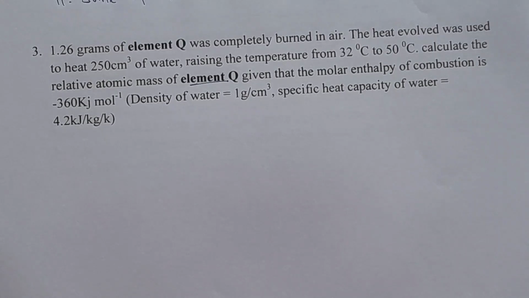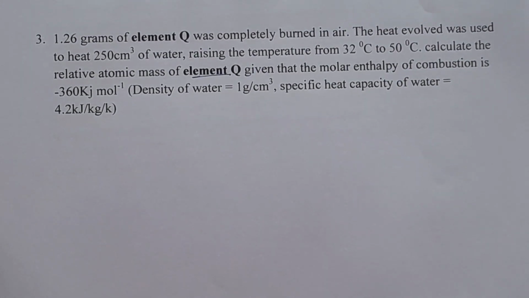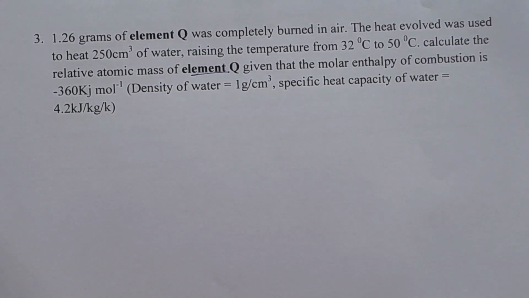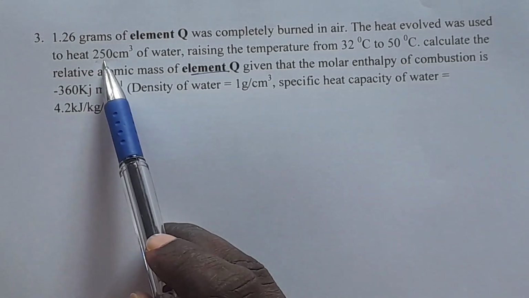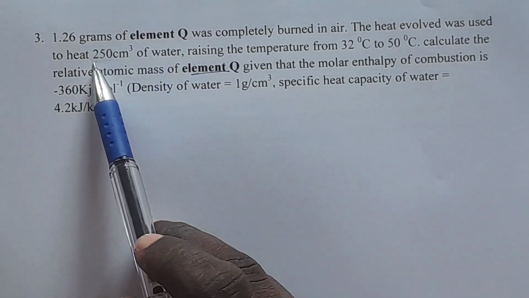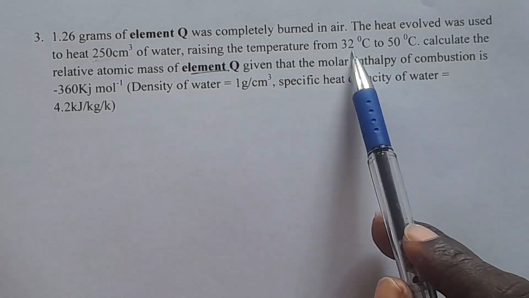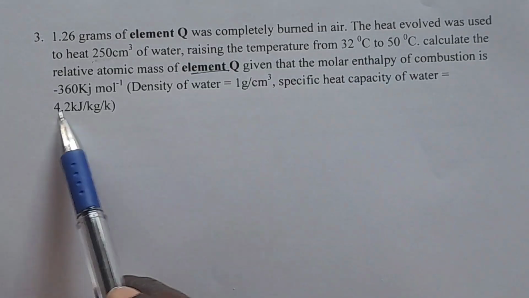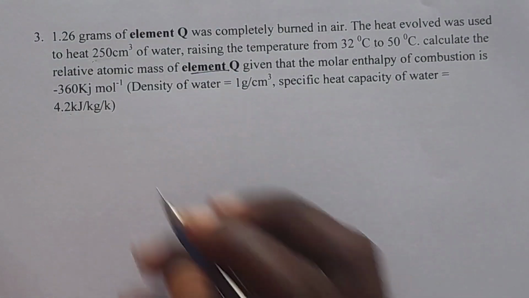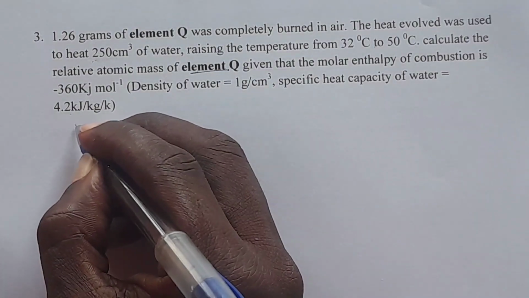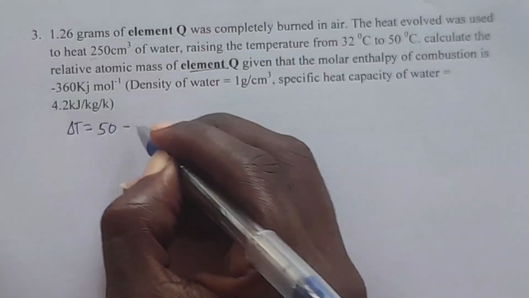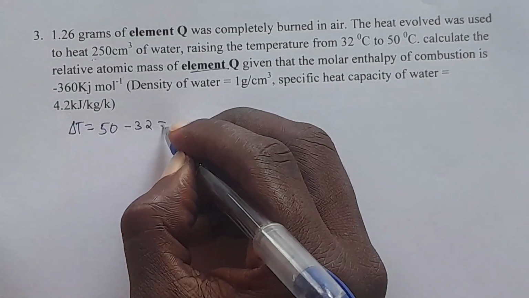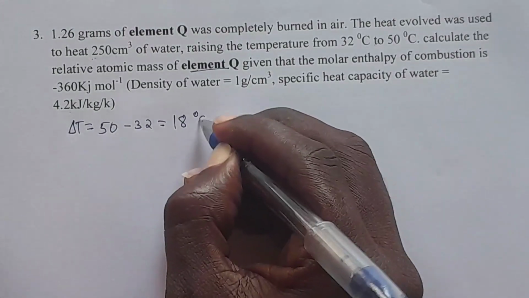So the first step, I have to get first of all the enthalpy change. I can get the enthalpy change because I have been given the volume of the solution, so that I can get the mass of the solution or the mass of the water. Then I can get the temperature change, and I also have the specific heat capacity in the bracket. So let me get first of all the temperature change. The temperature change here will be 50 minus 32, which gives 18 degrees Celsius.